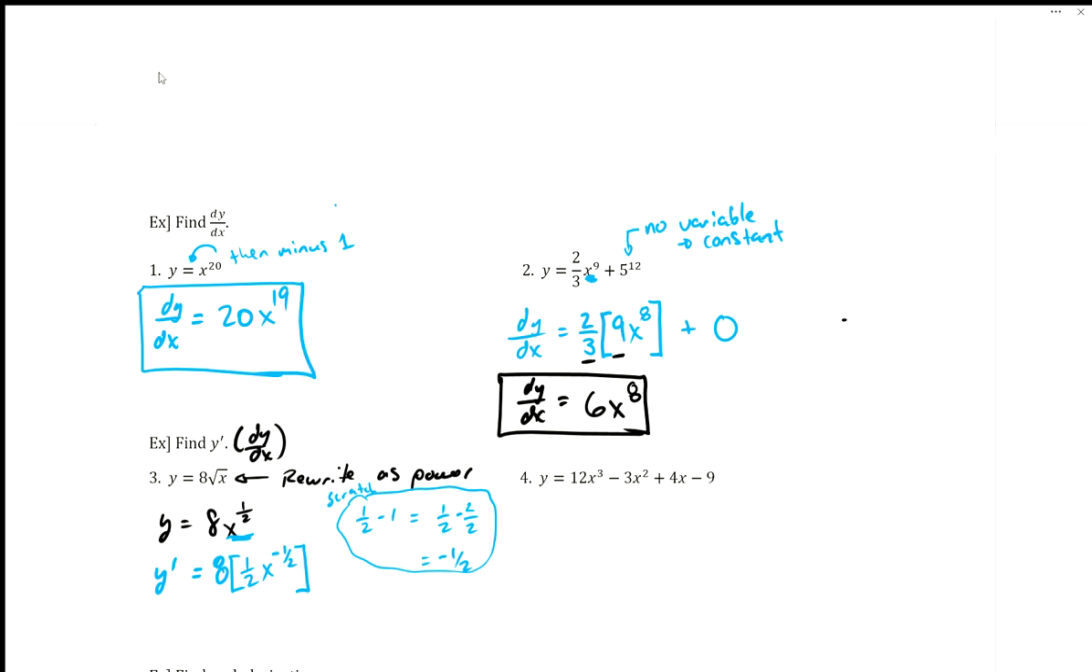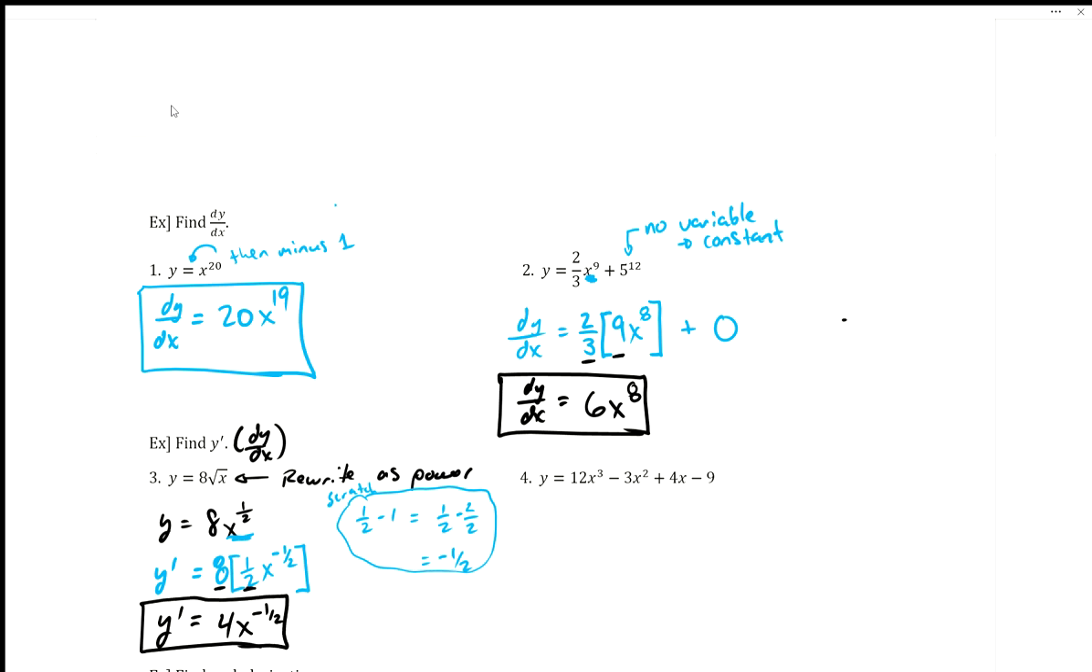That was doing calculus. That was the derivative. And then let's write our final answer, y prime. Again, these multiply like normal. 8 times 1/2 would be 4. And then x to the negative 1/2 is the leftover power.